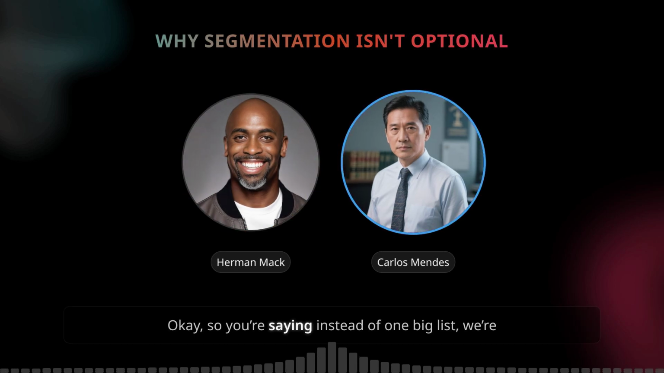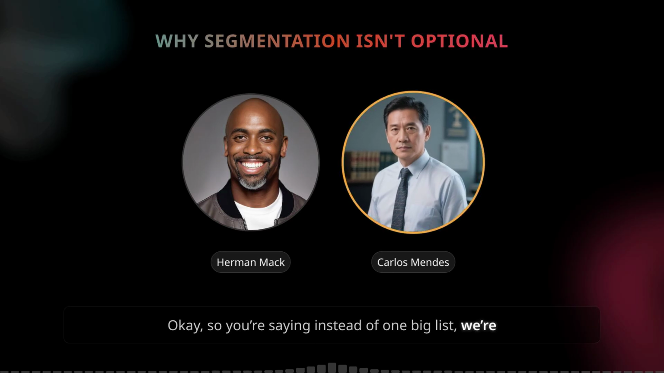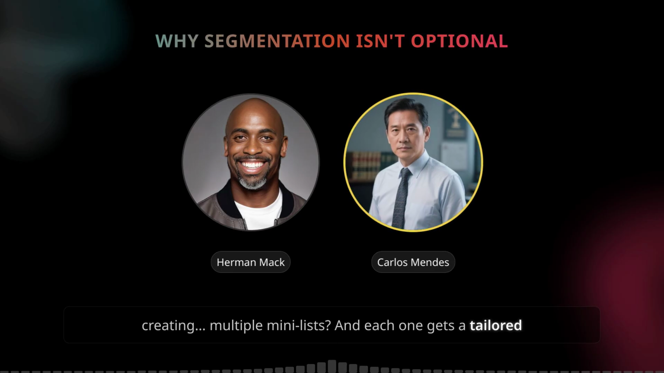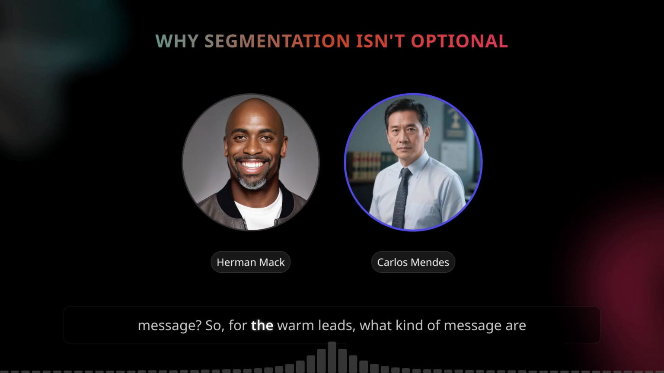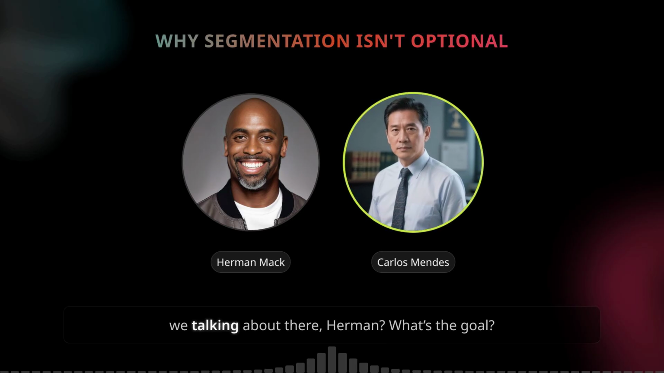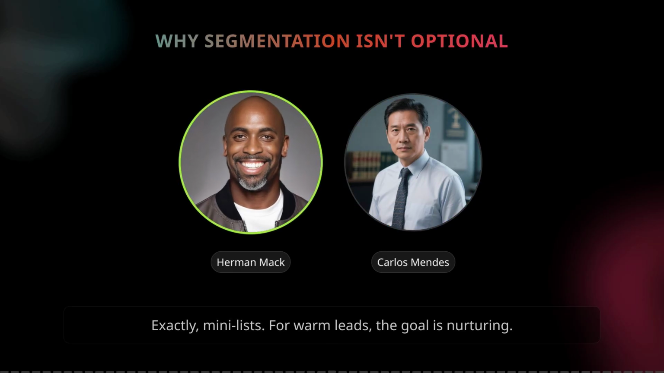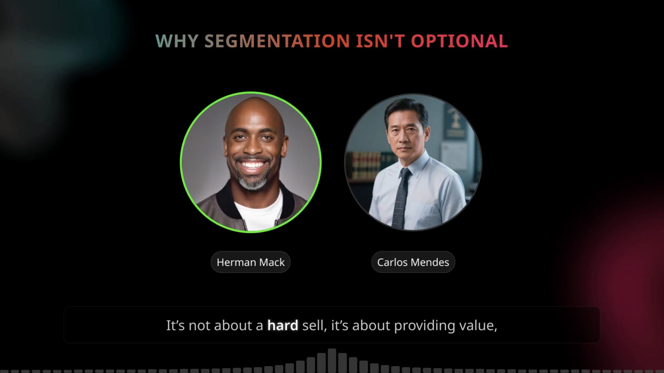Okay, so you're saying instead of one big list, we're creating multiple mini lists, and each one gets a tailored message? So for the warm leads, what kind of message are we talking about there, Herman? What's the goal? Exactly, many lists. For warm leads, the goal is nurturing. It's not about a hard sell.